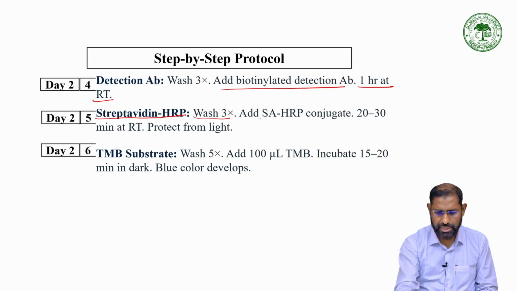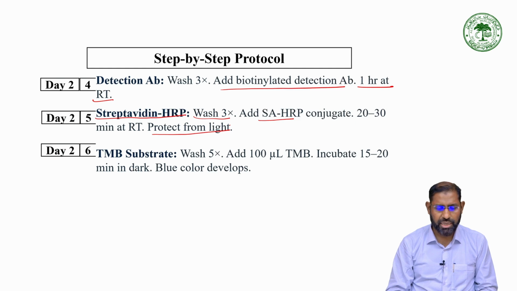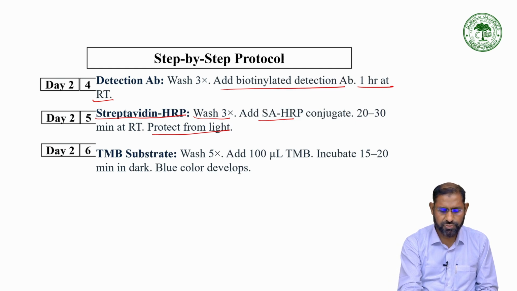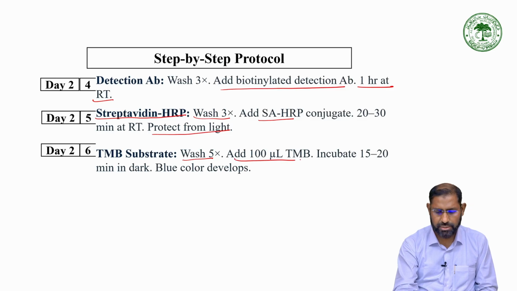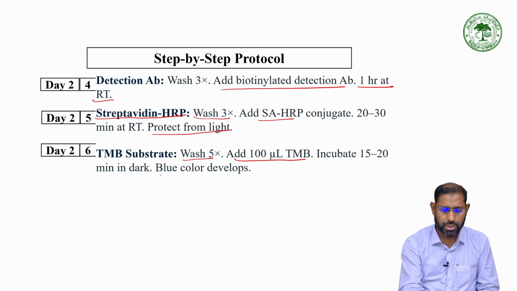Then we add SA-HRP conjugate for 20 to 30 minutes at room temperature and protect from the light. Then we add TMB substrate. We wash 5 times and add 100 microliter of TMB substrate and further incubate 15 to 20 minutes in the dark, then the blue color develops.